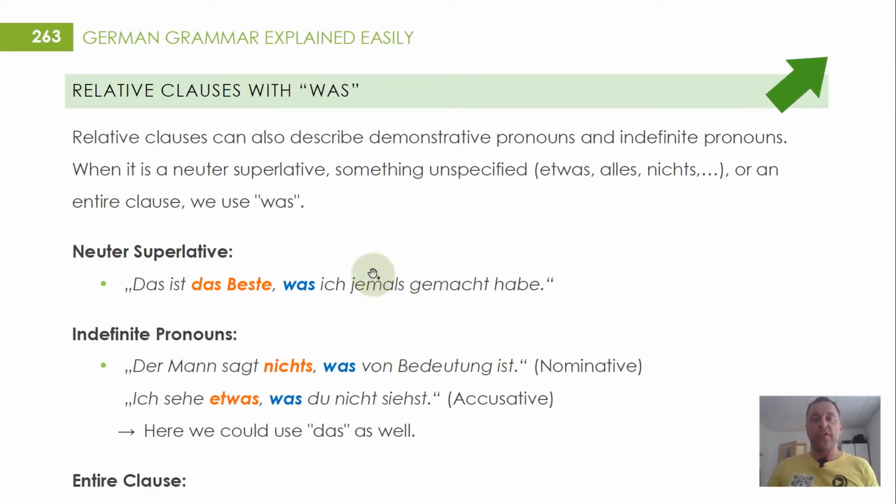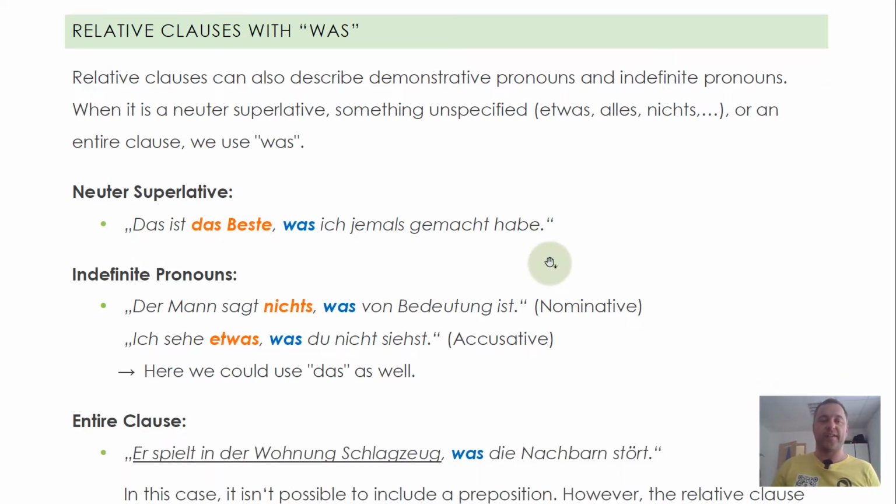You can also use it when you want to give additional information to neuter, superlative, or something unspecified, like etwas, alles, or nichts, for example. Or if you want to give additional information about an entire clause, an entire situation, then we use was. So that pretty much translates to everything we don't know the gender, or that doesn't have a gender, or it has to be neutral, or a demonstrative pronoun, or an indefinite pronoun. Sounds complicated, but it isn't. So let's have a look at the different options.